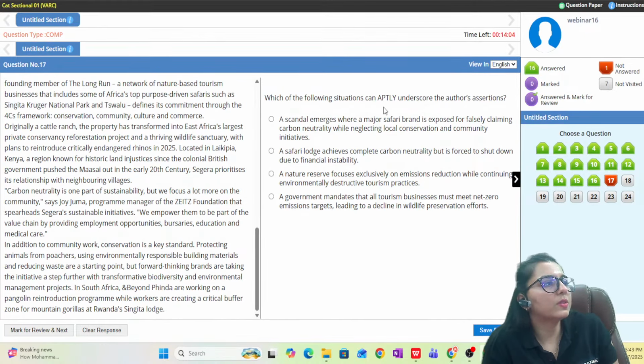Which of the following situations can aptly underscore the author? So if you want to underscore it, you want to strengthen it. So we do a +1. Whatever the author says, we are also going to underscore that idea. A scandal emerges where a major safari brand is exposed for falsely claiming carbon neutrality while neglecting local conservation and... right, perfect, because that's what the brands are doing.